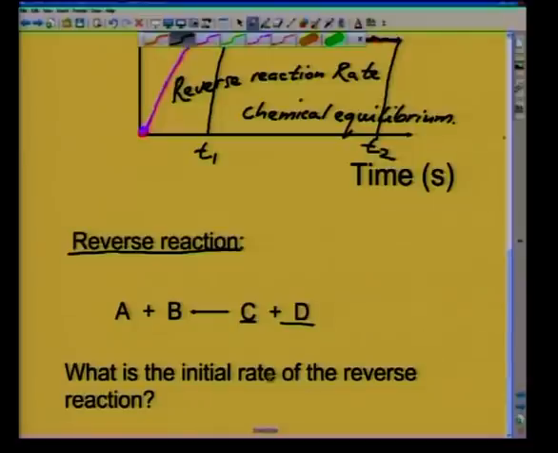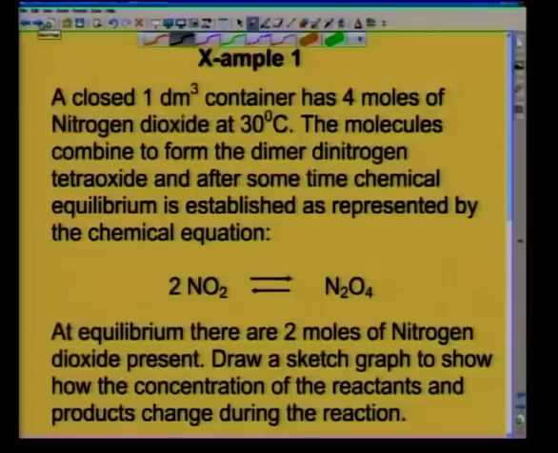Now what is the initial rate of the reverse reaction? The initial rate of the reverse reaction was 0 mole per second because there was nothing, okay? There was no reaction happening before the A and B reacted to give us the initial amounts of C and D. All right, so that's what it was before. Okay, now let's have a look at an example.